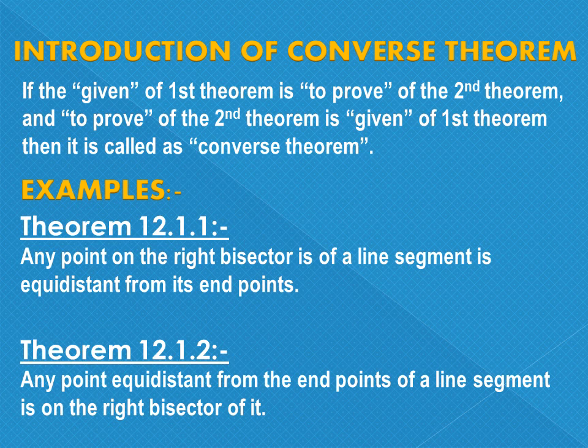But in the second statement, which is the converse of this, what is it? Any point which is equidistant from the endpoints of a line segment is on the right bisector of it. Why is this theorem a converse of 12.1.1? Because here a point is given above the line segment which has equal distance to the endpoints of the line segment. We know this thing, it is given over here. Then we can say that point P is on the right bisector of it. So these are known as converse theorems of each other.